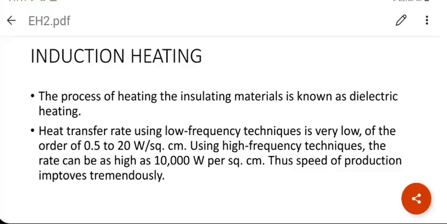There are some numbers here. At what rate heat transfer occurs for low frequency techniques, etc. You see that for low frequency applications, you don't get much heat per square centimeter. But for high frequency cases, you get much, much higher heat. 10,000 watts per square centimeter can be produced if you are using high frequencies. That helps. Speed of production goes up because of that.